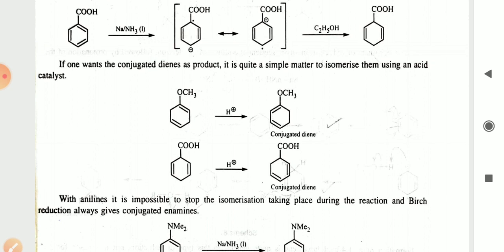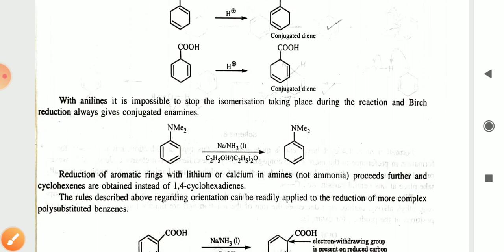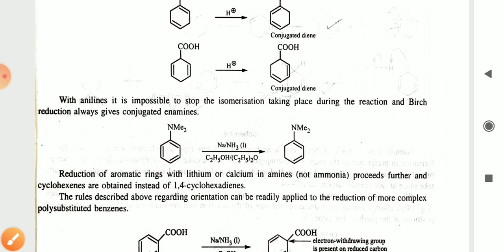So another example, if we want to make a conjugated diene product, it is quite a simple method to isomerize using an acidic catalyst. Okay, so you can see this kind of product we will get. On addition of hydrogen, we can convert it into conjugated dienes. This is the product of the reduction of the benzene and we will get the conjugated dienes from this kind of product. So with the anilines, it is possible to stop the isomerization taking place during the reaction, and the Birch reduction always gives the conjugated enamines.